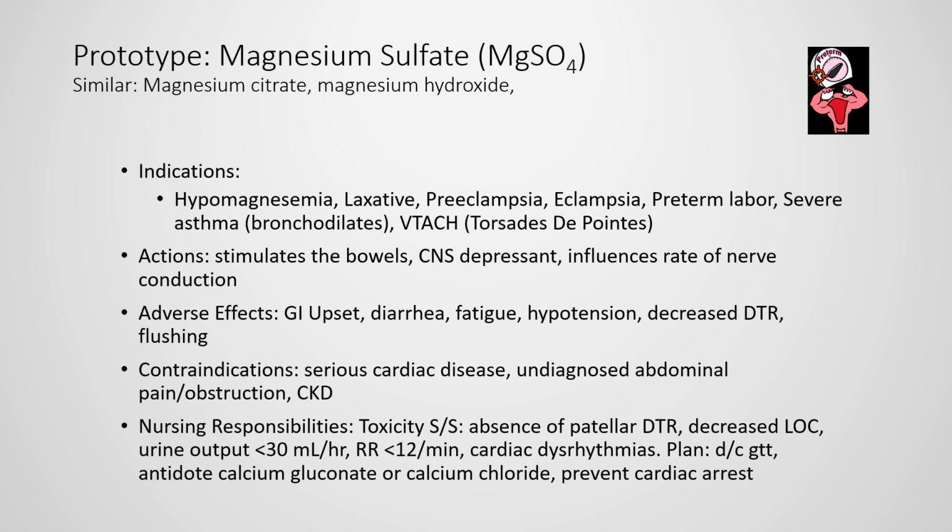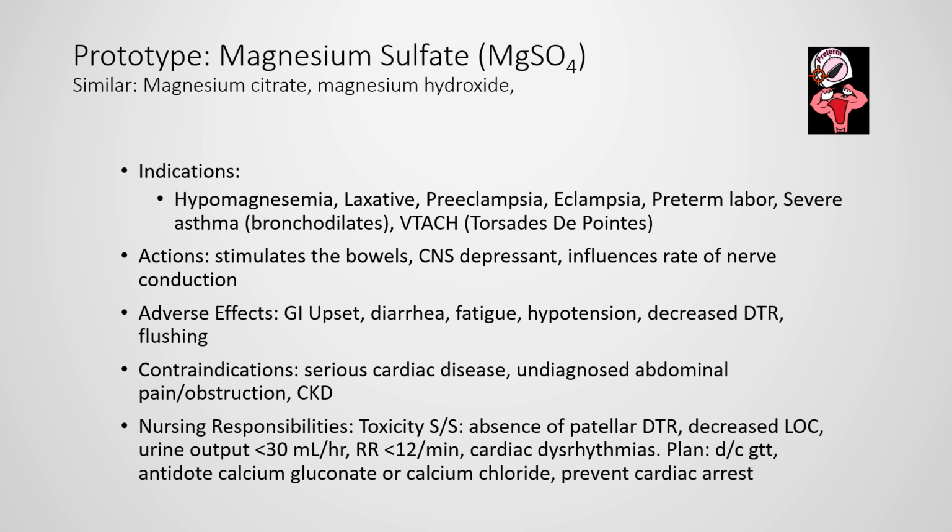And actually, if a woman is on magnesium for preeclampsia or eclampsia, the nurse often checks the deep tendon reflexes and the level of consciousness of the patient, because that can start to be affected when they become magnesium toxic. So decreased deep tendon reflexes and decreased level of consciousness for IV magnesium for a woman who's severely preeclamptic or eclamptic.